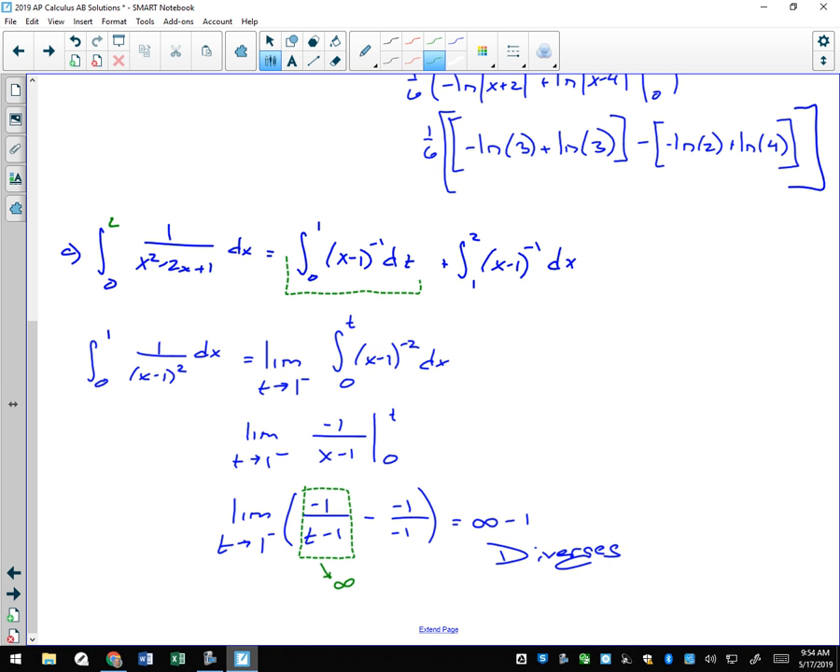And so since a single part of this diverges, the whole thing diverges. I don't need to go in and do the area from 1 to 2, because 0 to 1 we already know diverges. So I just had to go back and tweak my setup just a little bit. Fortunately, I didn't have to erase and redo the whole problem. There we go. Now I'm done.